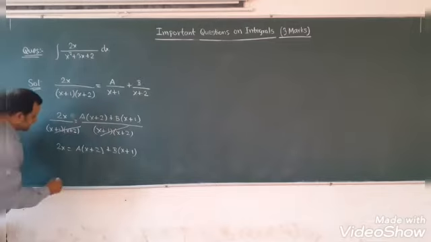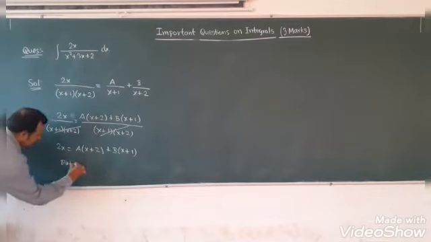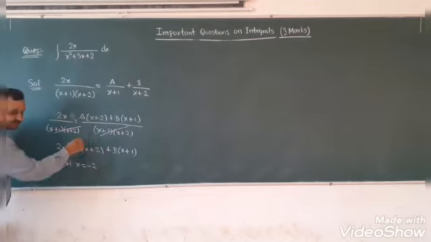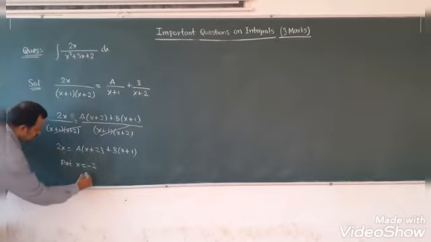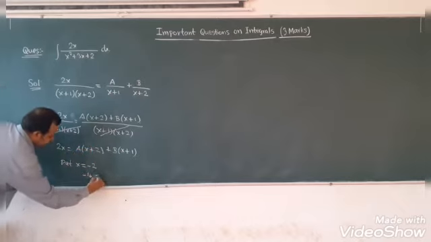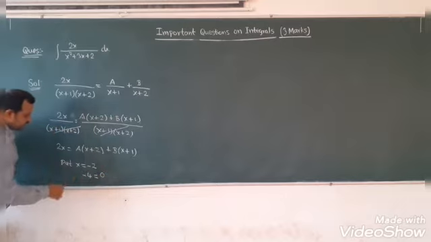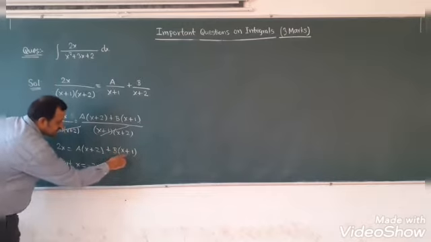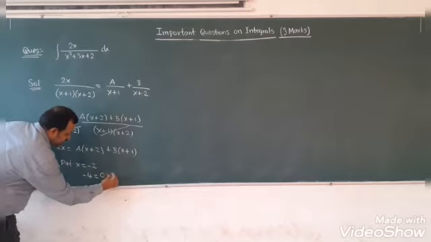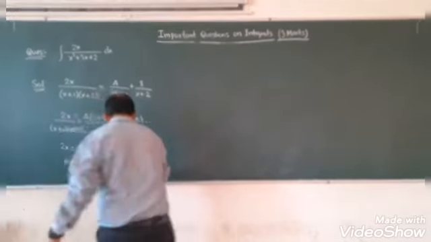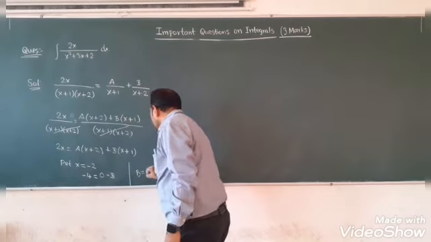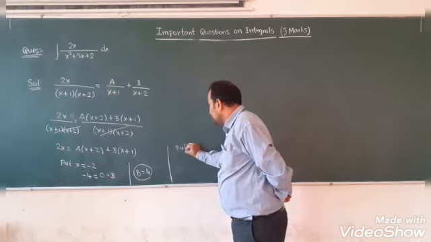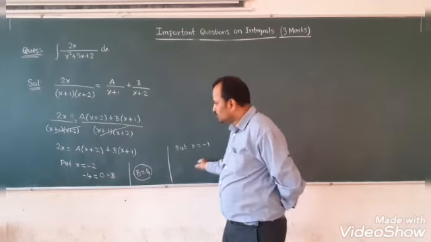Now put values in such a way that we get the a and b values. So what I am doing here is putting x is equal to minus 2. When you put x is equal to minus 2, this term will become 0. So 2 into minus 2 is minus 4, is equal to 0 plus b into (minus 2 plus 1). Minus 2 plus 1 is minus 1, so minus b will come. Minus minus will get cancelled, and finally b is equal to 4 will come. Similarly, put x is equal to minus 1.